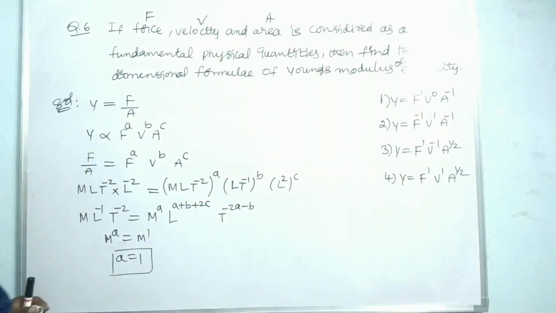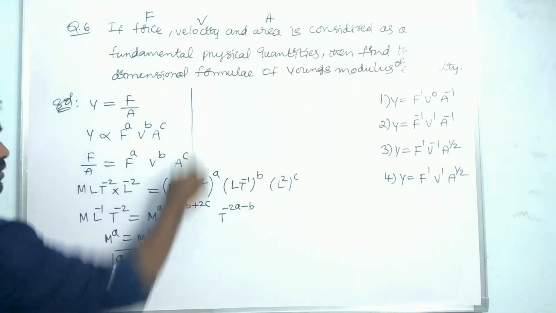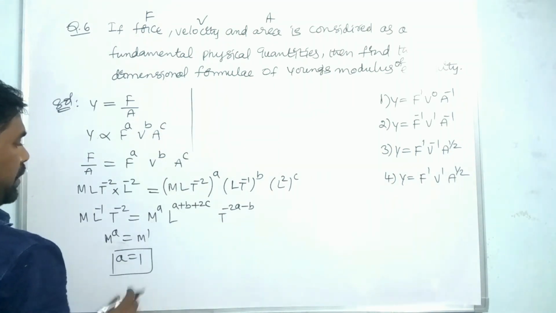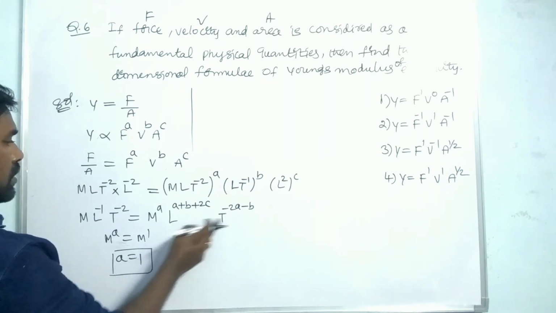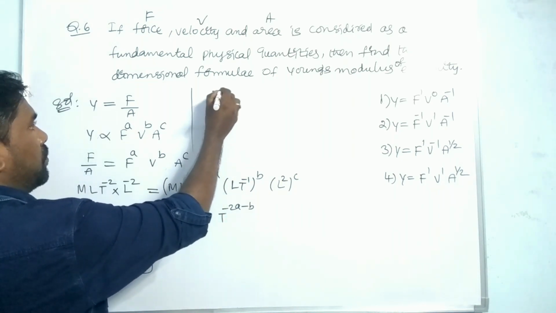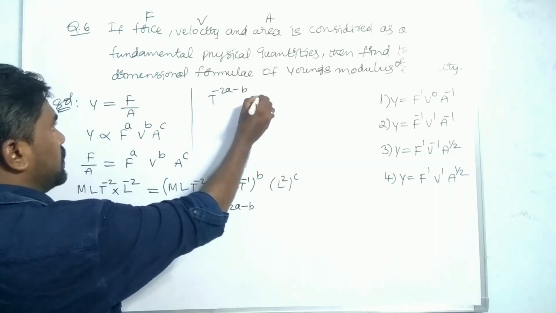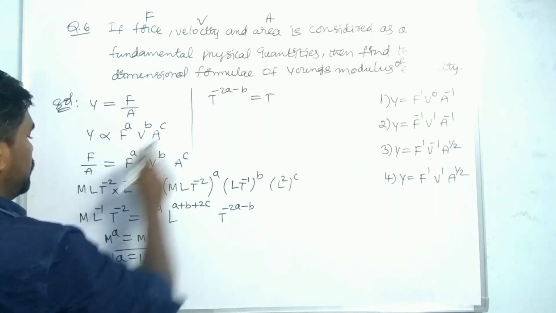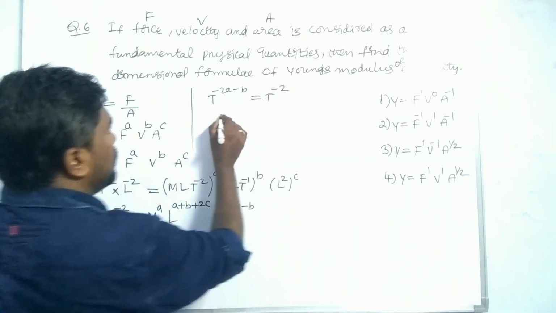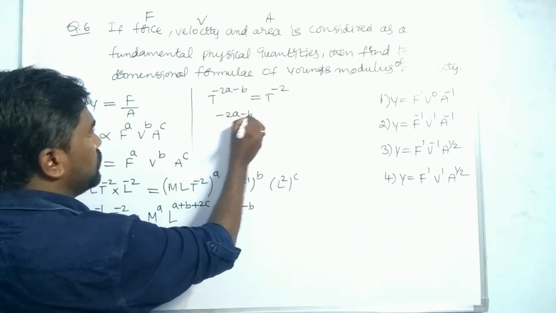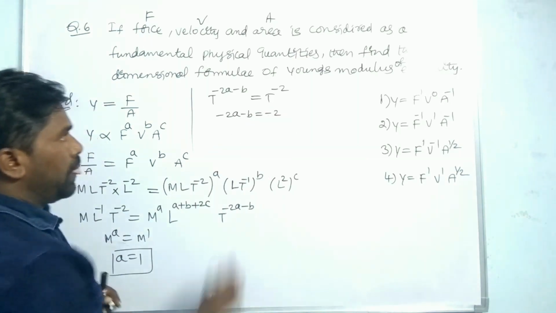So we should not guess the answer. Right. Let us find another value, that is b. Let us simplify from this: T power minus 2a minus b is equal to T power, how much is it? Minus 2. T power minus 2 here. So minus 2a minus b is equal to minus 2. Okay.